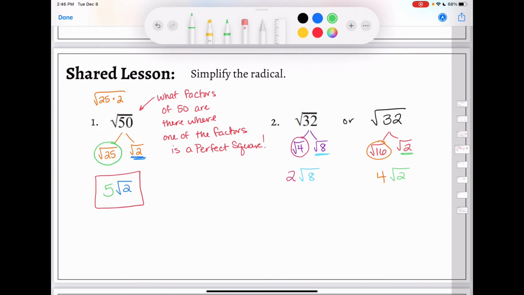Hopefully you noticed here on the first way that I did this, I said square root of 8, but that square root of 8, that's not finished yet, right? I can still keep going. The square root of 8 is really the square root of 4 times the square root of 2. 4 is still a perfect square, so I have to keep going. If I can find more perfect squares as factors, even of what's left, then I have to keep doing it.